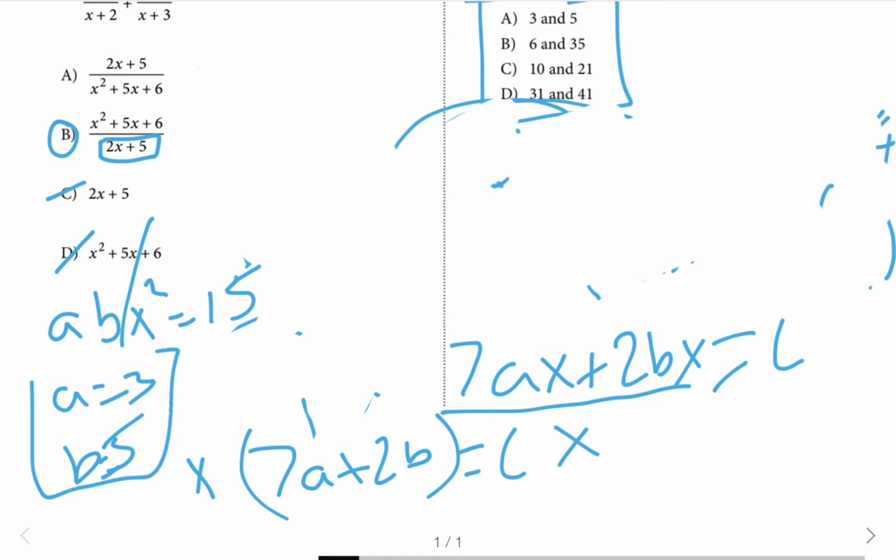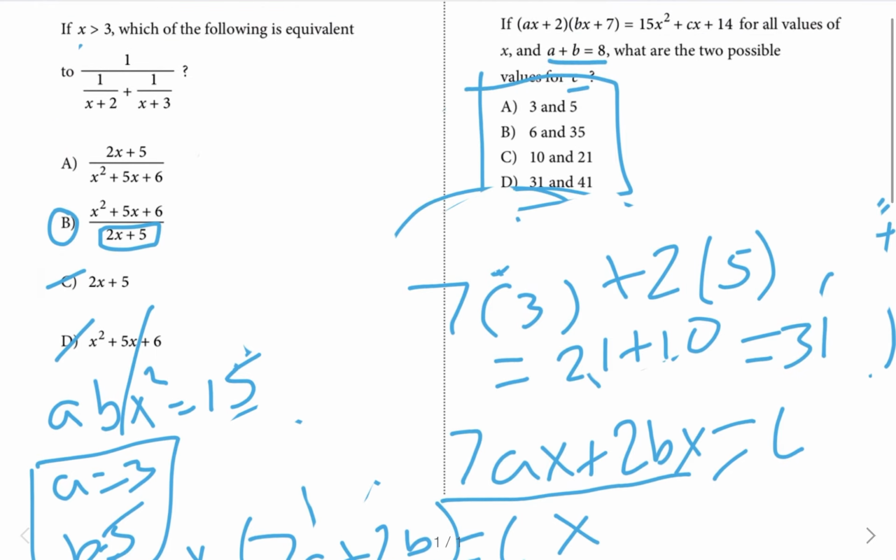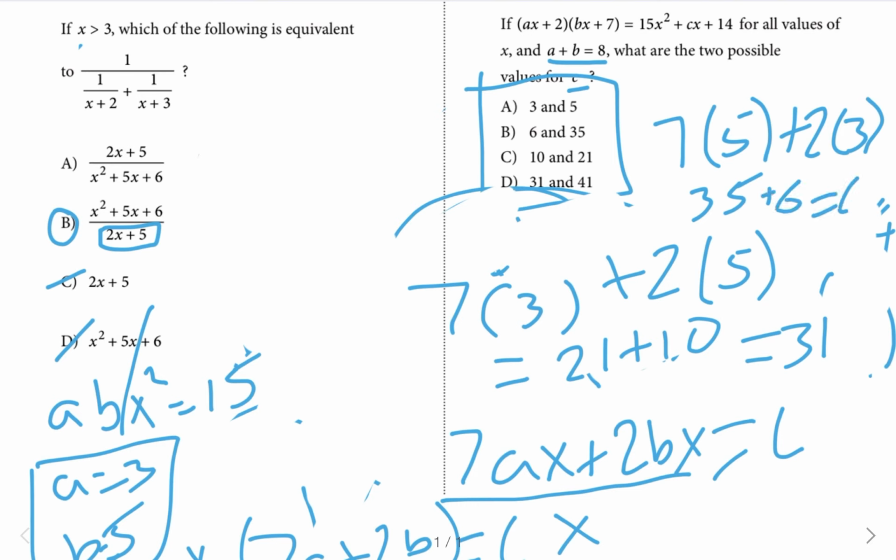As we established, a could be 3. So if we make a 3, then we get 7 times 3 plus 2 times 5, which is equal to 21 plus 10, which is equal to 31. One of the answers is 31. The other one could be 7 times 5 plus 2 times 3. So that's 35 plus 6, which is equal to 41. So our two answers are 31 and 41, which is the answer D.